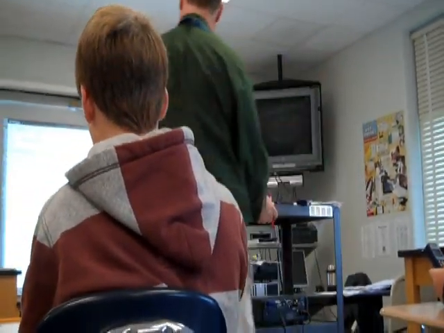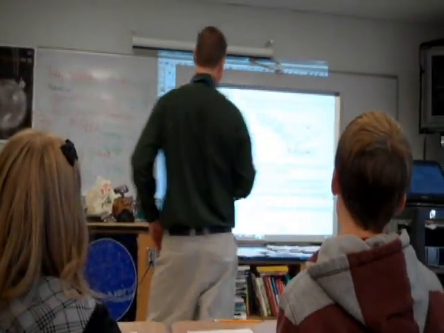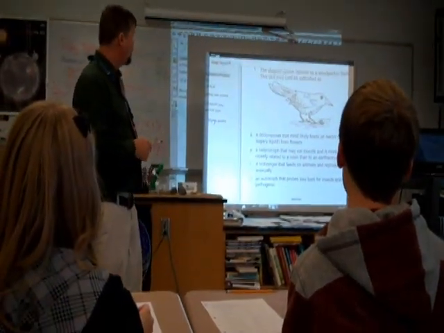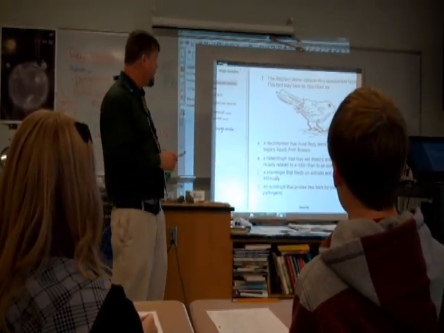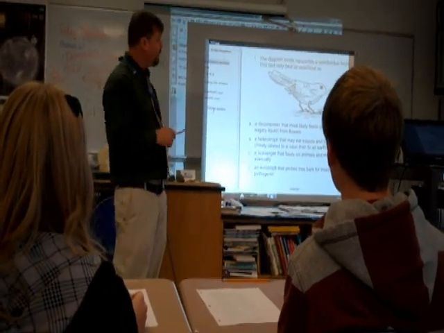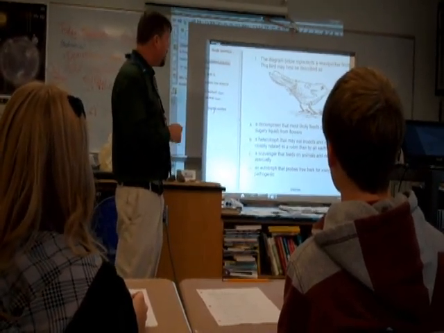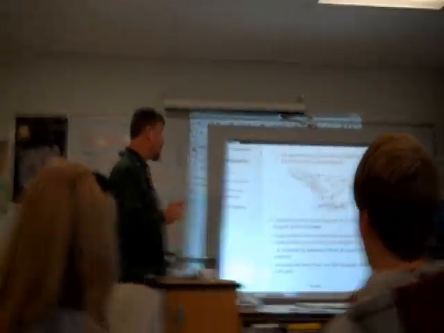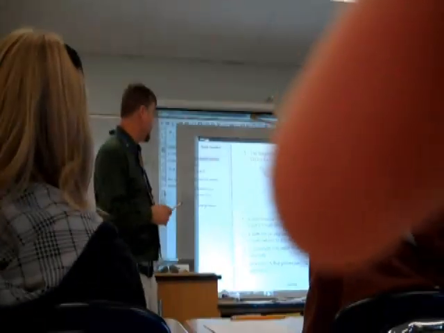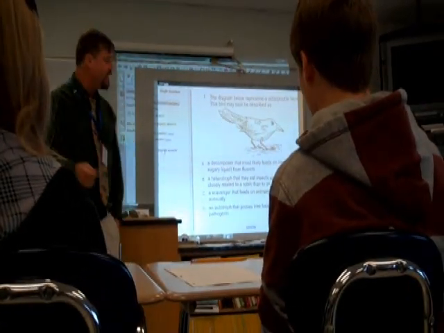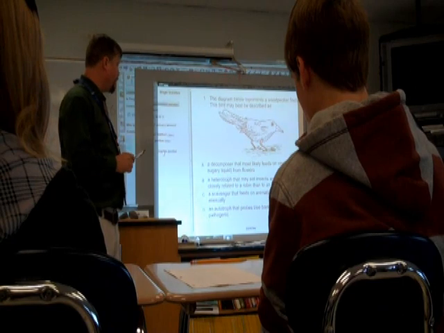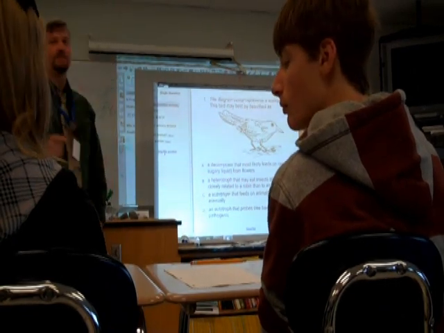So here's question number one. It says the diagram below represents a woodpecker finch. This bird may be described as: A, a decomposer that most likely feeds on nectar. Nectar is a sugary liquid from flowers. B, a heterotroph that may eat insects and is more closely related to a robin than an earthworm. C, a scavenger that feeds on animals and reproduces asexually. Or D, an autotroph that probes tree bark for insects and is pathogenic.